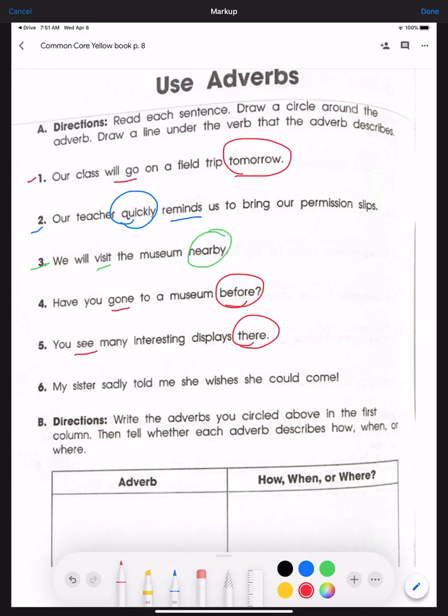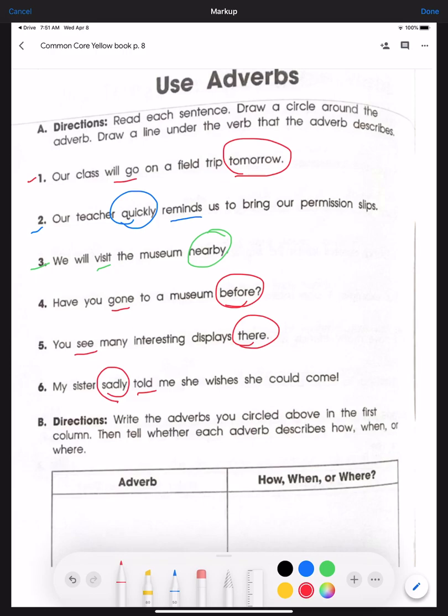Number 6, my sister sadly told me she wishes she could come. What did the sister do? The action, the verb, is told. And how, when, or where did she tell? So this is where we're getting at. How, when, or where did she tell them? She told them sadly. So that adverb can come before the verb. It's not always after the verb. So you see in number 2 and in number 6, the adverb is in front of the verb.